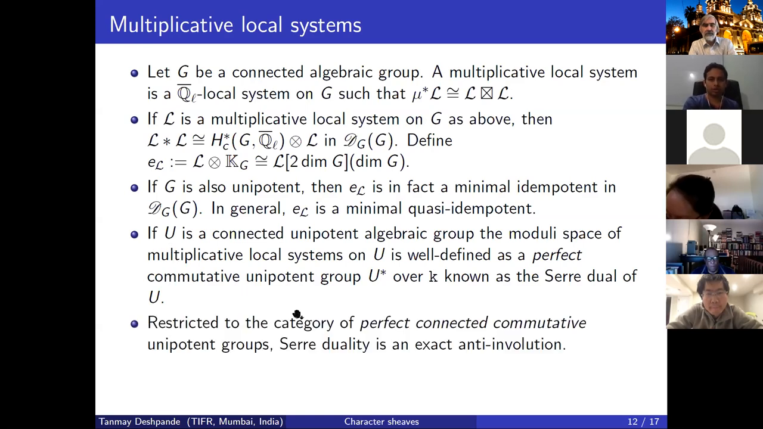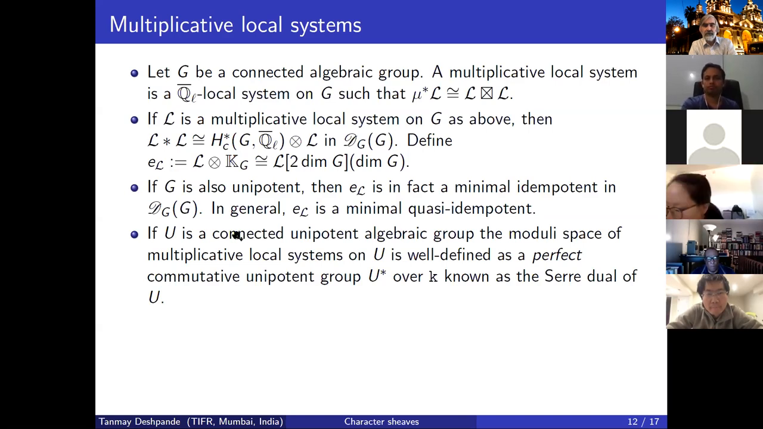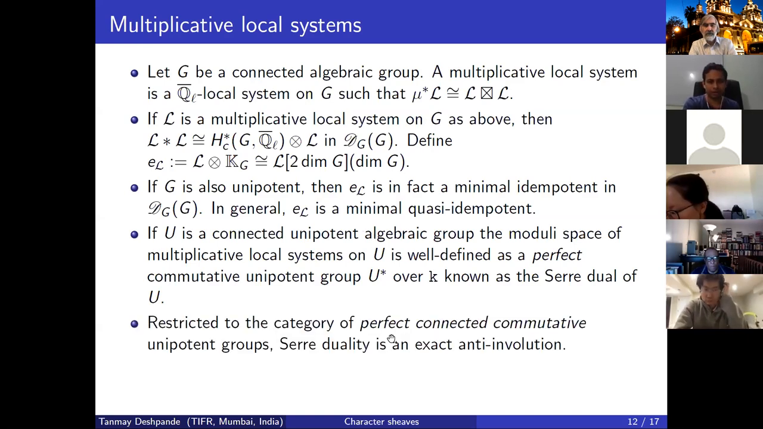So note here that, by the way, you can take the Serre dual of even a non-commutative group, but if you restrict Serre duality to perfect commutative unipotent groups, then this Serre duality becomes an exact anti-involution. So basically the Serre dual of the Serre dual is naturally identified with U. So U star star is naturally identified with U. So in some sense, we have very much like Pontryagin duality for finite groups.